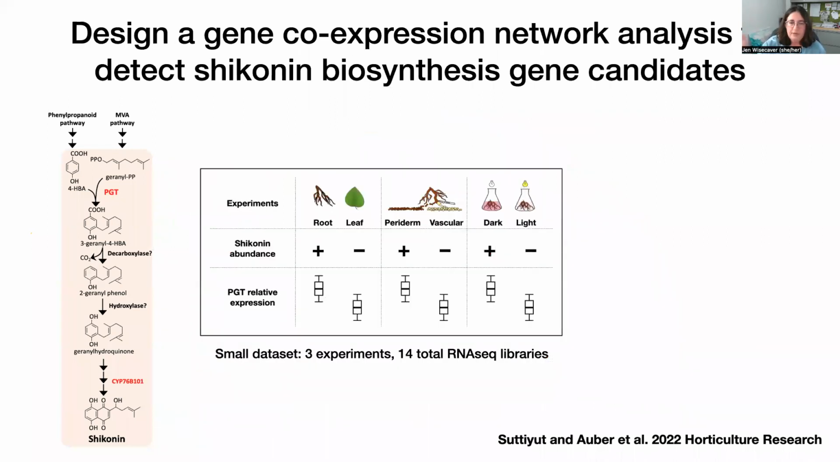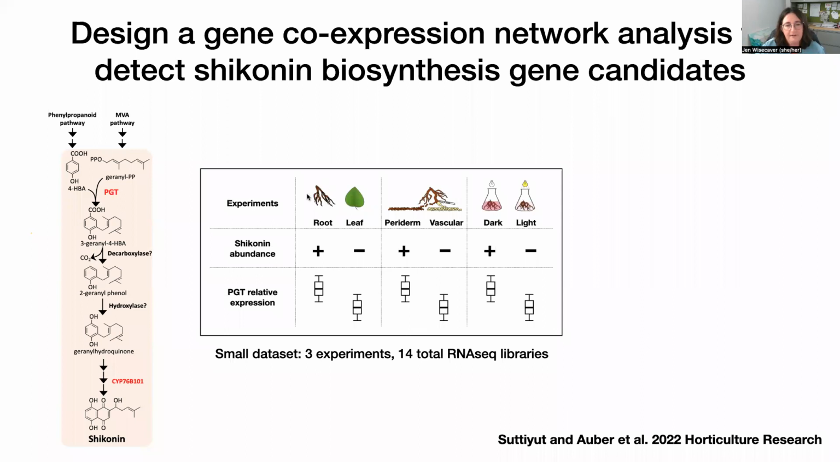Now that we have our genome, we could apply that same sort of co-expression network analysis that I showed you in Arabidopsis to this species and this pathway. And here we had a far fewer number of experiments to work with. We only had 3 discrete experiments, 14 total RNA-seq libraries that the Wittstock lab had already generated as part of their work. And although there's not very many of them, they're not selected at random. They were selected in order to identify genes that are participating in this pathway.